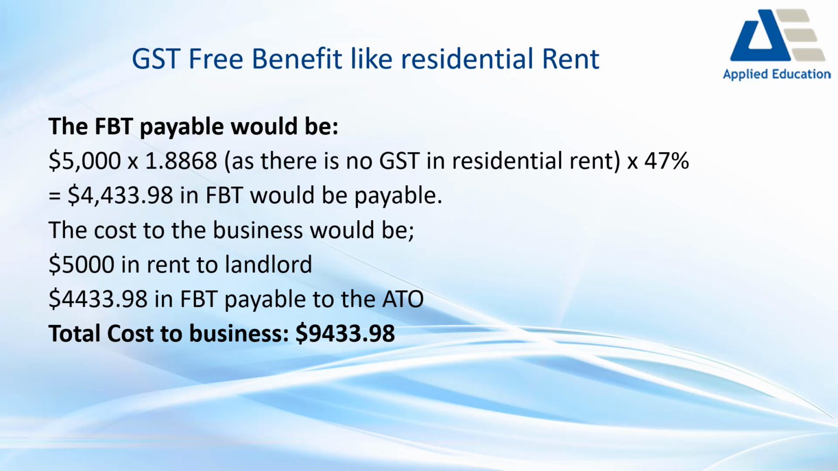Let's look at an example like giving the employee a free house to live in, paying their residential rent. We're not going to look into the details again of special rules and exemptions. Let's say an employee lives in Perth. All their life, their work has just said, here's a free house to stay in, and the business is paying the rent. So if the business does that, it would have to lodge an FBT return, and let's say the benefit's $5,000. So 5,000 times 1.8868, as there's no GST in residential rent, times 47% gives us $4,433.98 in FBT that the business would have to pay.